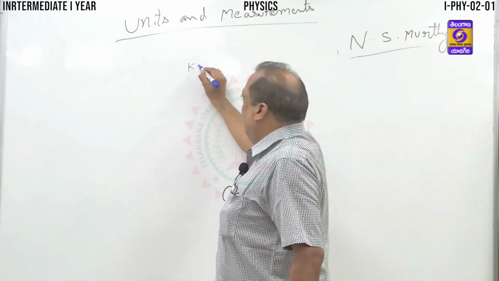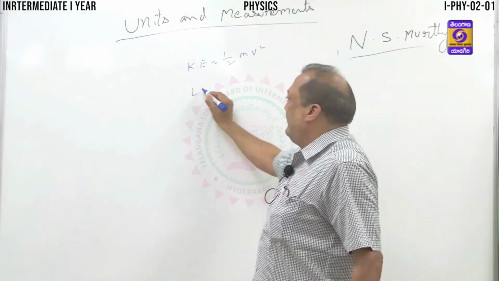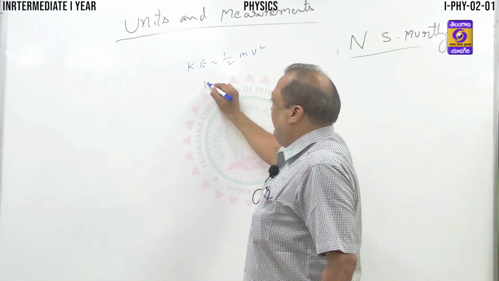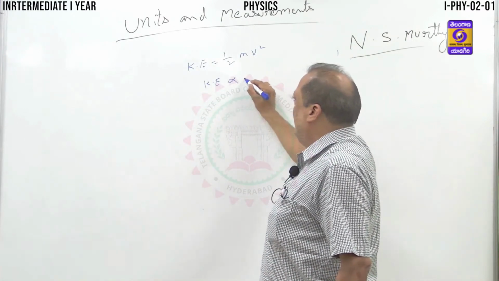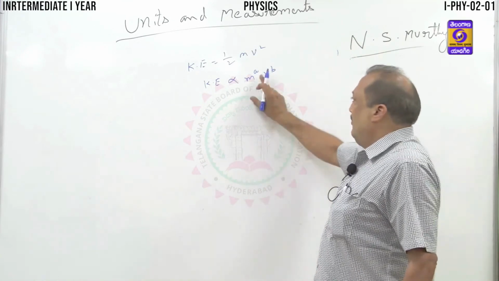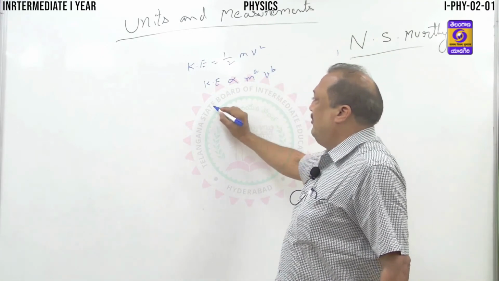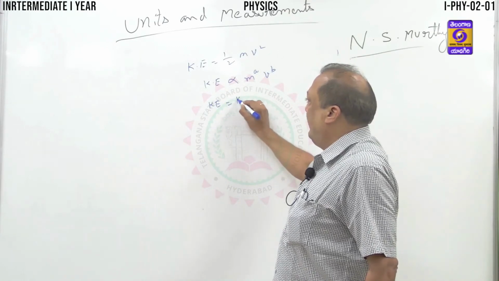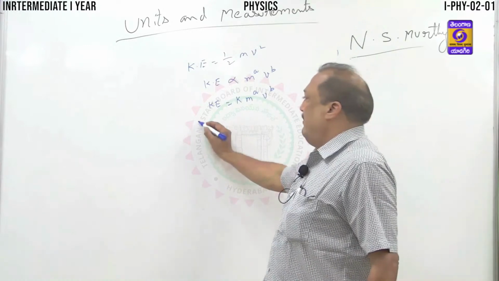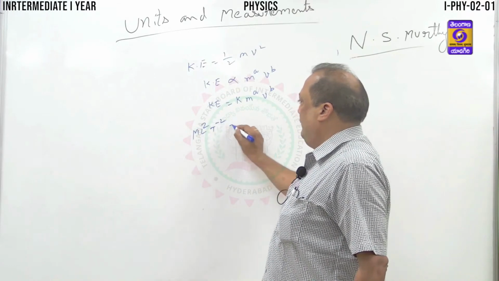Kinetic energy equal to half mv square. First, the left hand side dimensional formula. So we start. Kinetic energy is directly proportional to mass to the power of A, velocity to the power of B. We don't know, we have to find the A, B values. Then kinetic energy equal to K into m to the power of A, v to the power of B. The dimension formula of kinetic energy is ML^2T^-2.